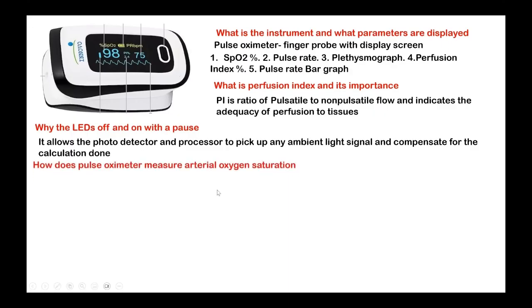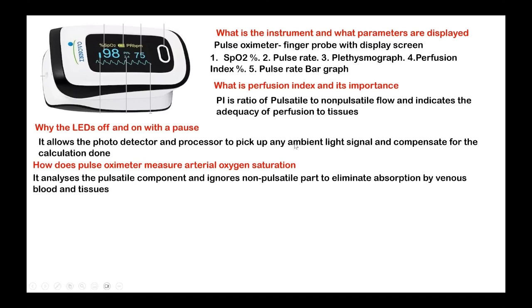How does pulse oximeter measure arterial oxygen saturation? What is the principle behind that? Beer-Lambert's law, sir. Correct. But what does it say? Oxy and deoxyhemoglobin absorb infrared light at different wavelengths. It analyzes the pulsatile component and ignores the non-pulsatile part to eliminate absorption by venous blood and tissues.